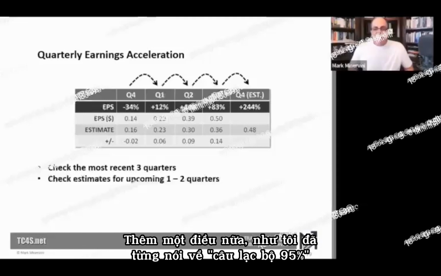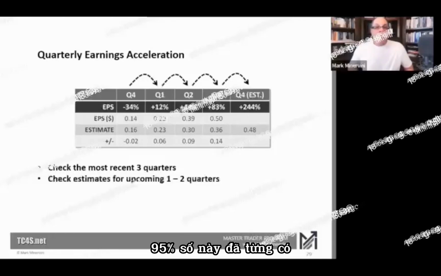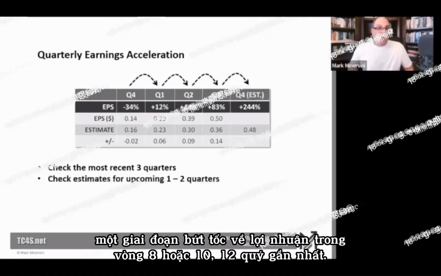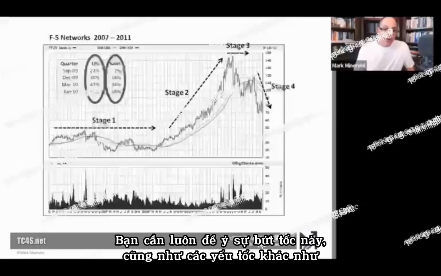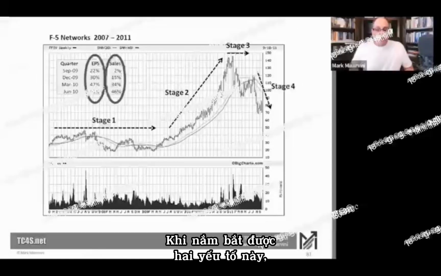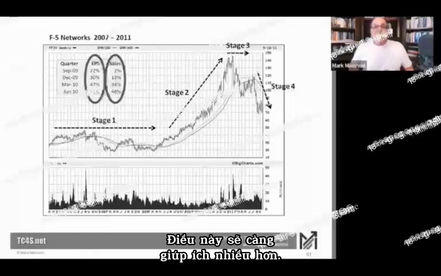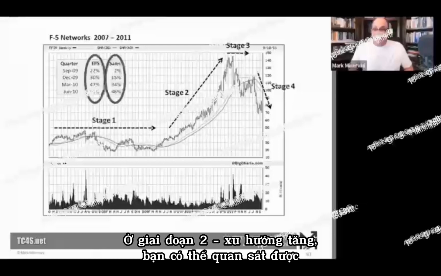So this is another thing. When you go back, remember I talked about the 95% club. When you go back and you look at the big winning stocks, 95+% of them had some form of acceleration in the previous 8, 10, 12 quarters. So you always want to look for acceleration. You also want to look for earnings and sales accelerating. Again, if you get the earnings and the sales accelerating, we're going to look at profit margins too. That's where it becomes even more powerful. Okay. And again, in that stage 2 uptrend is where you're going to see this.